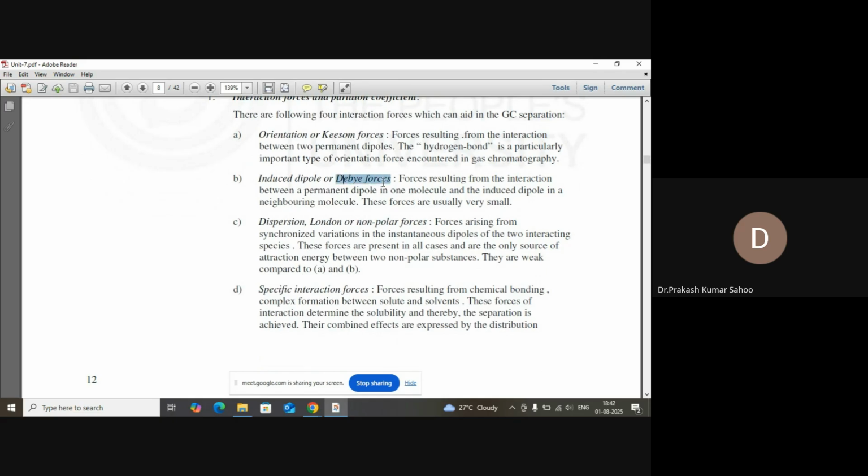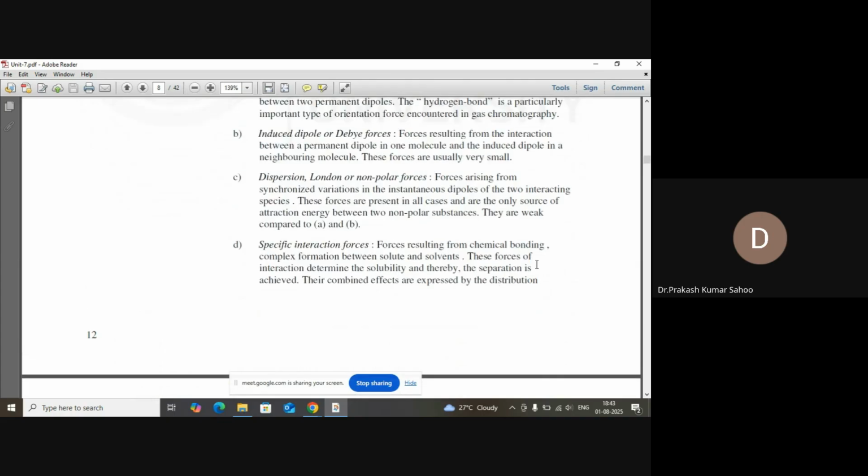But in Debye forces, what happens? An induced dipole is there. That means there is a molecule with a permanent dipole moment and a molecule with no dipole moment. When the permanent dipole is placed in the vicinity of a molecule with no dipole moment, then in the presence of the permanent dipole moment, a dipole moment is induced or created within the non-polar molecule. So this is known as induced dipole.